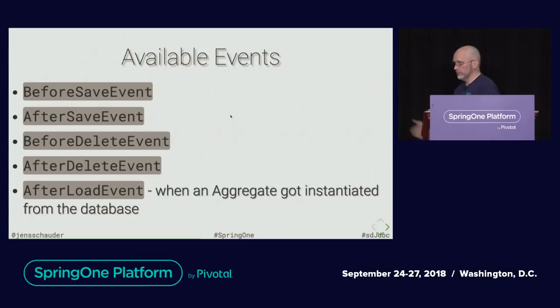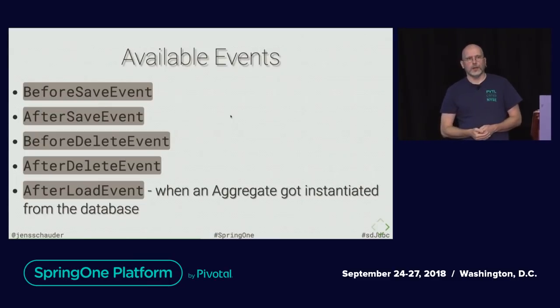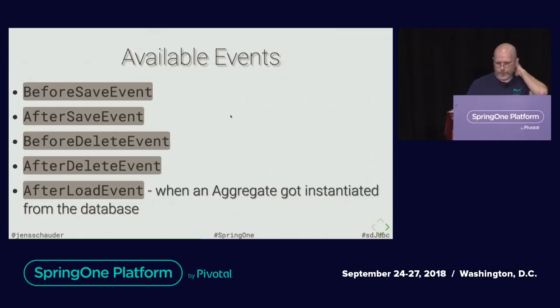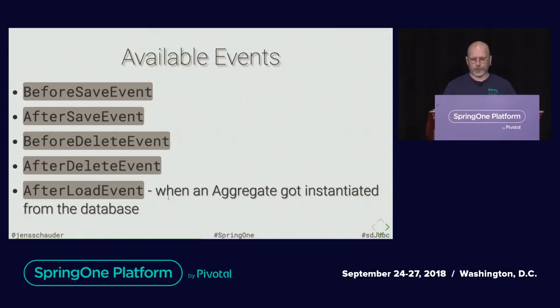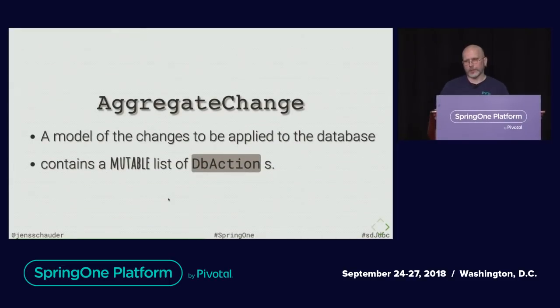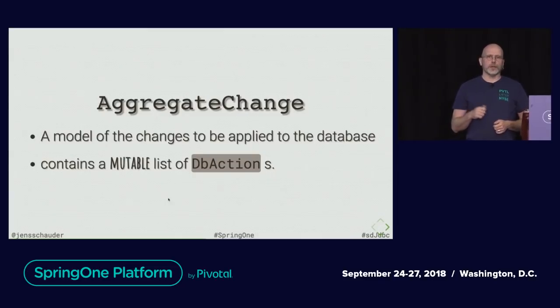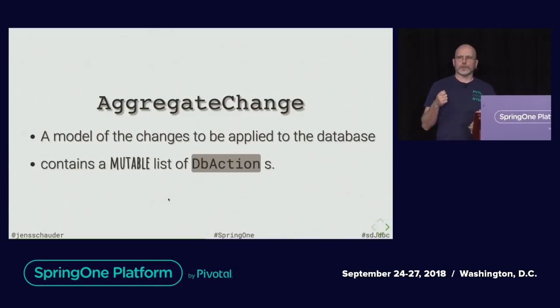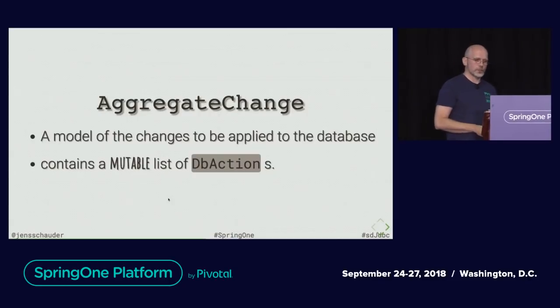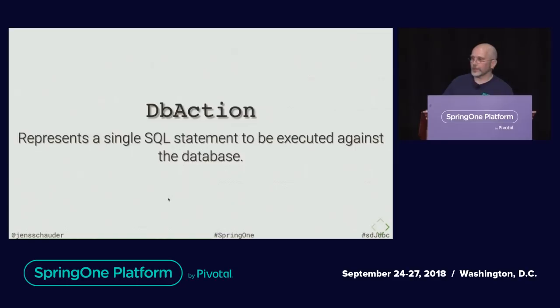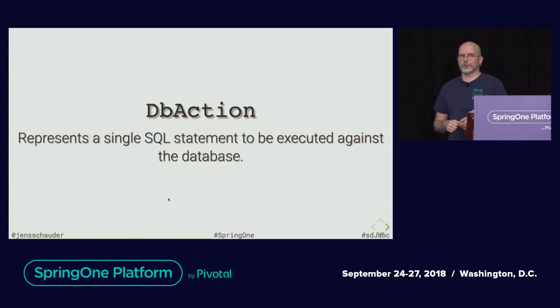We have events. I don't think there's anything special about the choice of events before and after accessing a database, basically, including after entities get loaded. What might be interesting is in these events, you don't just get a reference to the entity that the event is about. You get, at least for the events that write to the database, an object called aggregate change. And that aggregate change is basically an abstraction over what we are going to do with the database. And the central part of it is a mutable list of database actions. And a database action represents a single SQL statement that we're going to execute.